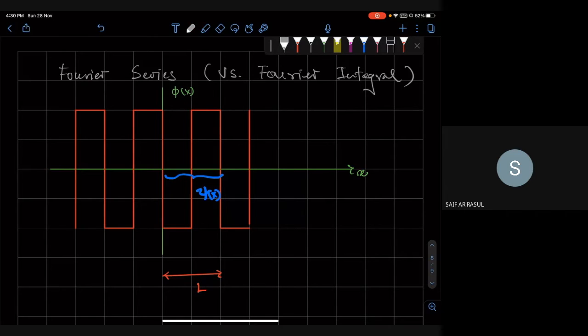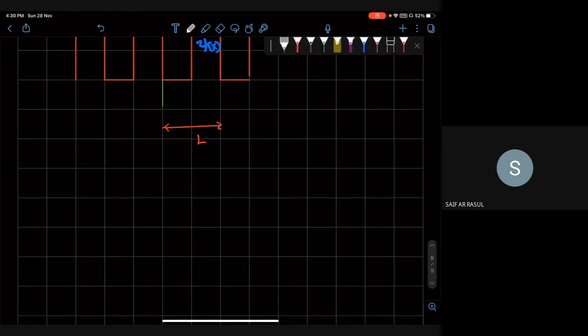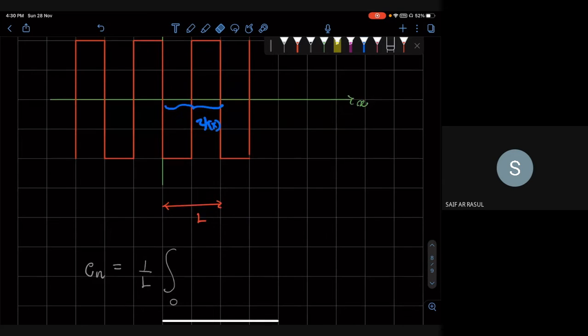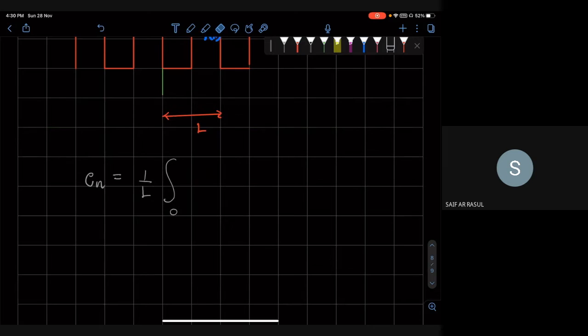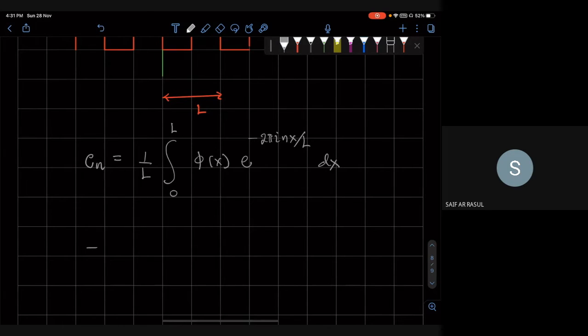So according to the Fourier series, the Fourier coefficient C of n, we can find by doing this integral. The integral was from minus L by 2 to plus L by 2, but because I have the origin in such a way, it's easier for me to do it from 0 to L. It doesn't matter how you do the integral. So this is the function, and to extract the nth coefficient, we multiply it by e to the power minus 2 pi i n x over L dx, okay? So we can do this integral.